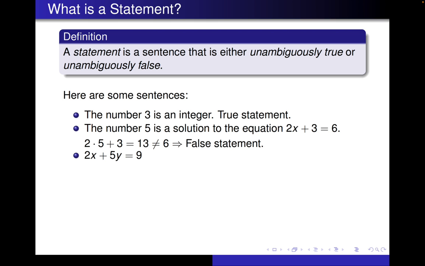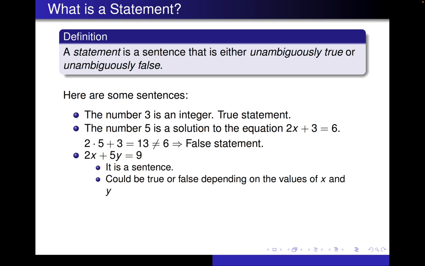Now 2x plus 5y equals 9, that one, if you're not looking at it very carefully, doesn't even look like a sentence, but it actually is. You could think of 2x plus 5y as the subject, equals is the verb, and then 9 is the object. So 2x plus 5y equals 9 is a sentence. However, it is not a statement because depending on what the values of x and y are, it could be true or it could be false. So ambiguous as far as whether it's true or false. So we can't say it's unambiguously true. We can't say it's unambiguously false.